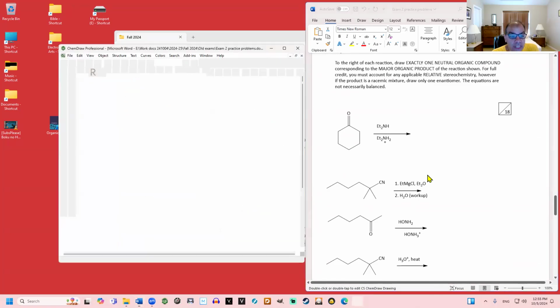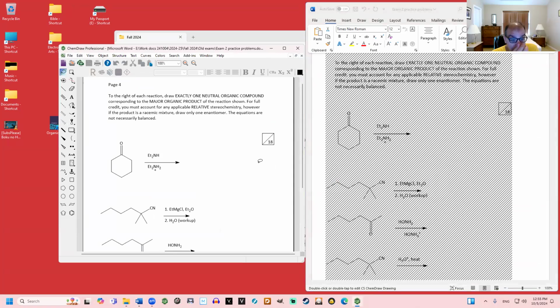you saw questions like this on exam 1, and they're certainly pretty common on any organic exam, is questions where you're given the starting material and the reagents, and you have to figure out the structure of the product. This first one, we're given a ketone, a secondary amine, and an acid catalyst that gives us the conjugate acid of the secondary amine. And in class, we said that under such conditions, you will get an enamine.